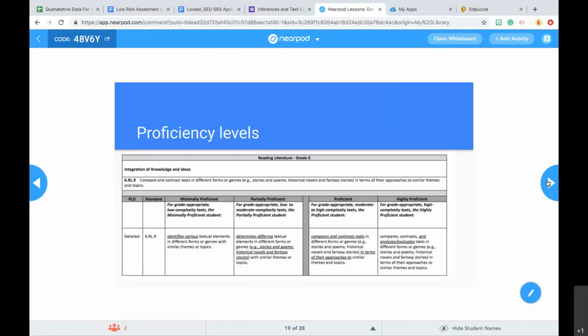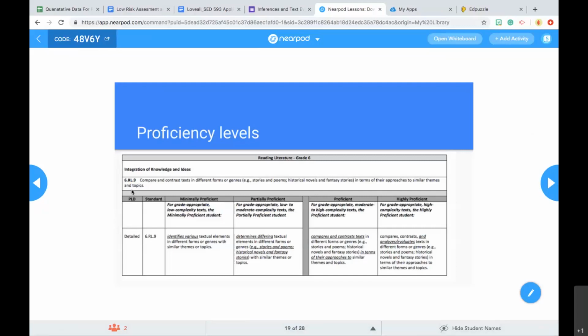So with our proficiency level, our standard is comparing and contrasting the text in different forms or genres. In our case, we're going to use A Wrinkle in Time, and we also are going to use Monsters Are Due on Maple Street. And we're going to look at how both authors approach the text, maybe some similarities we notice, maybe some differences that we notice, and then also the approach to the theme. So what each author was trying to get across to us, a message that they were trying to get across, and how they went about doing that.